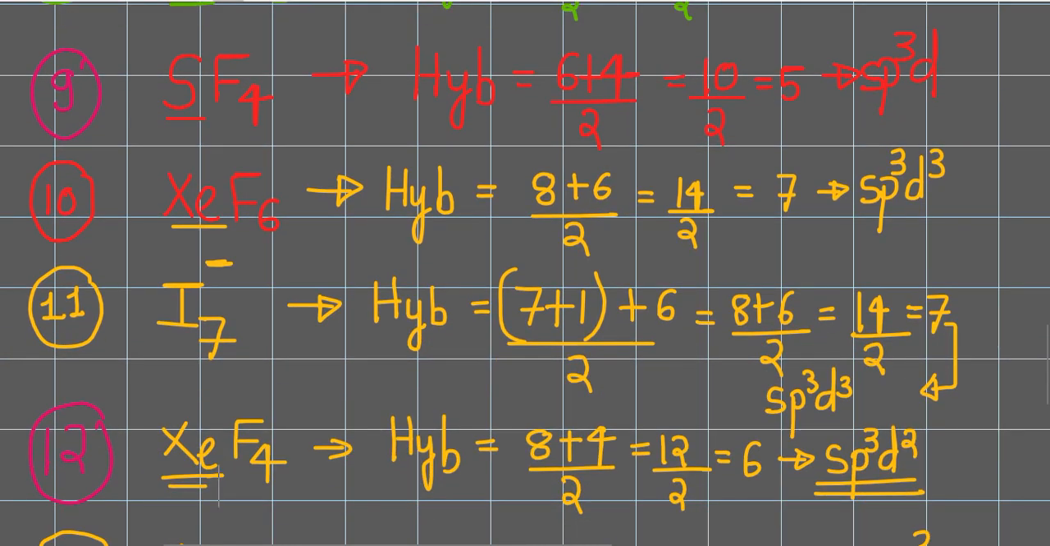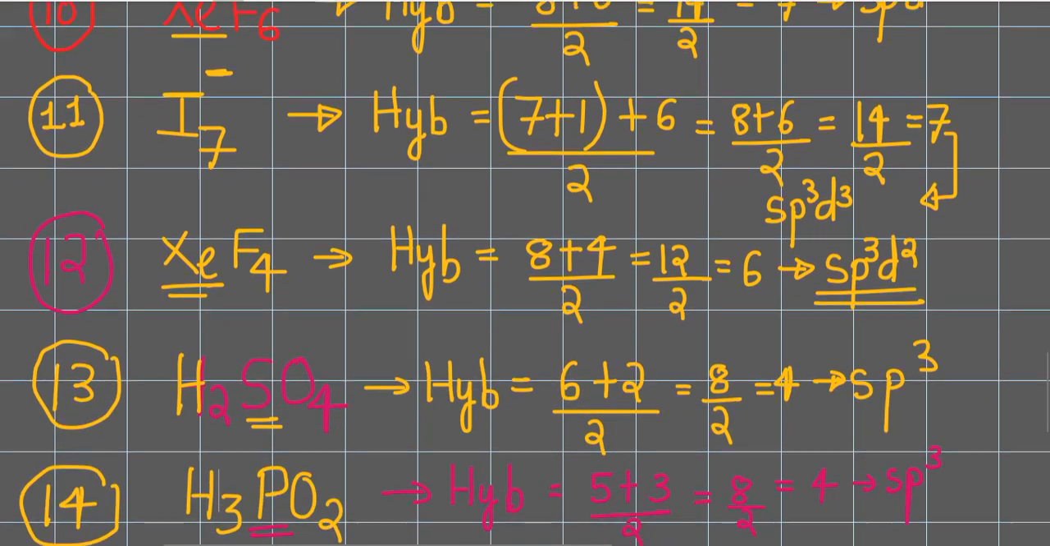sp3d3 hybridization. I7 negative. This case is of a polyhalide ion. Poly means many, halide ions. So it is a polyhalide ion. Do one thing: consider one iodine as the central atom, and it is having a negative charge. It means one electron is extra. 7 plus 1, 8. The number of valence electrons is 8 plus 6. The remaining 6 atoms, consider them to be side atoms. 7 plus 1 plus 6 by 2, 8 plus 6 by 2 is 14 by 2 is 7.